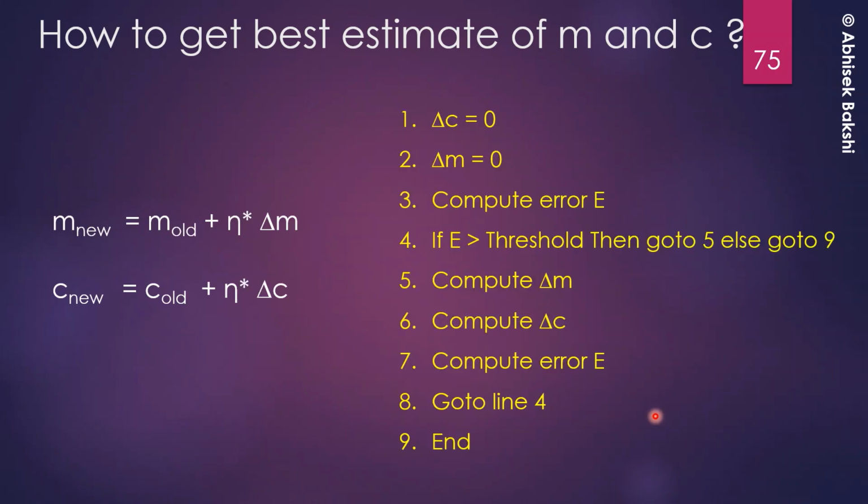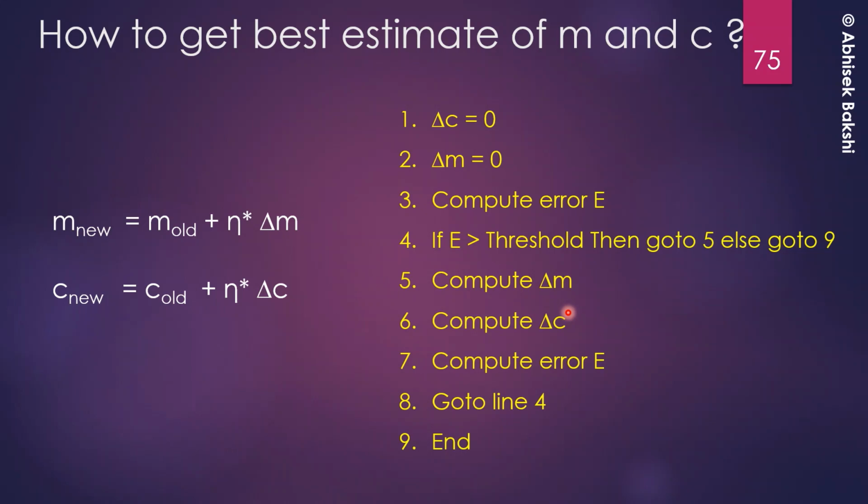So you see, we started from here because we know that there are no changes right now. Fine, we will compute some error. It's a very abstract level of steps I have written here. And if this error is greater than the threshold, that means a lot of error is there, so I must go for another iteration. Then you see line 5: it computes delta m and delta c by the equation you have already seen. The equation is not very tough, right?